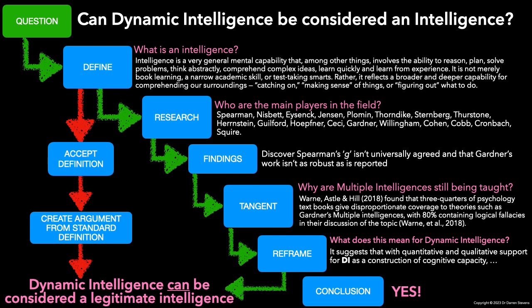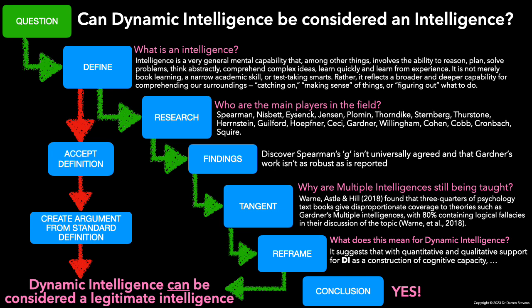We are going to stay on this slide for a moment as it forms a basis of the ideas of dynamic intelligence. So the question we ask is, can dynamic intelligence be considered an actual intelligence? What did I need to do to logically address this question? Well, first I needed a definition of intelligence. Please pause the video here and read what was found.